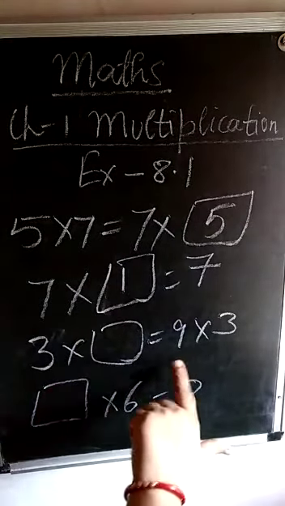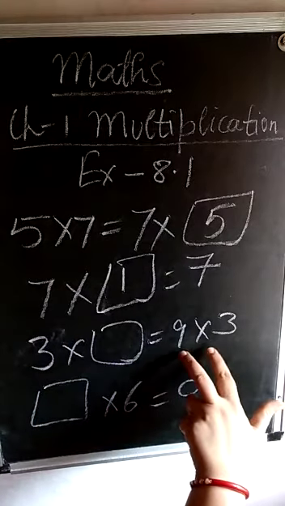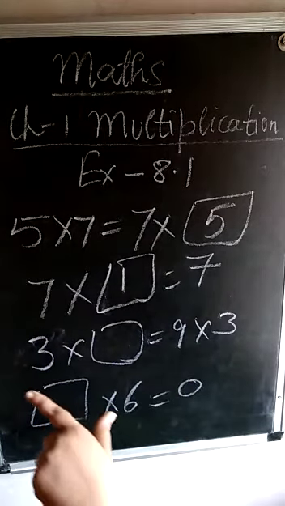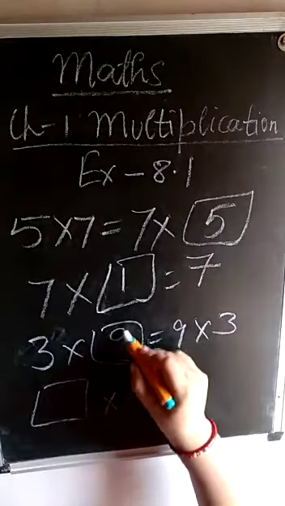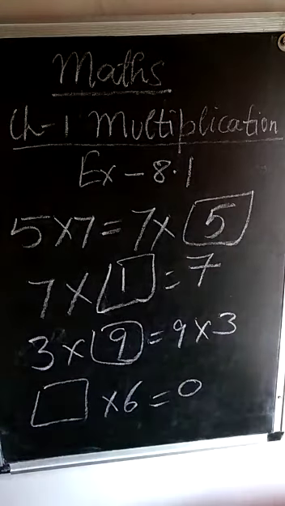Similarly, here is the missing number. On the right hand side, 9 and 3, 2 numbers are given, but on the left side only 3, means only 1 number is given, so I will put the other number that I need. Now come to the next sum.